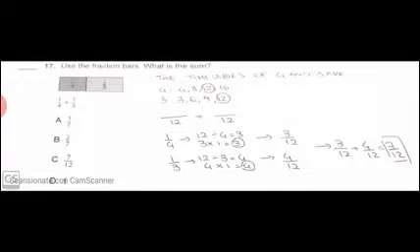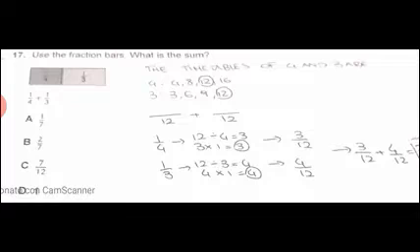Also here, number 17, use the fraction bars. What is the sum? Also here we don't use the fraction bars. We use the normal addition. So we make 1 over 4 plus 1 over 3. We write the times table of 4 and the times table of 3. 4 is 4, 8, 12, and 16. 3 is 3, 6, 9, 12.